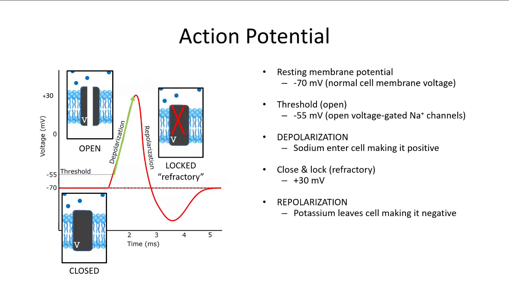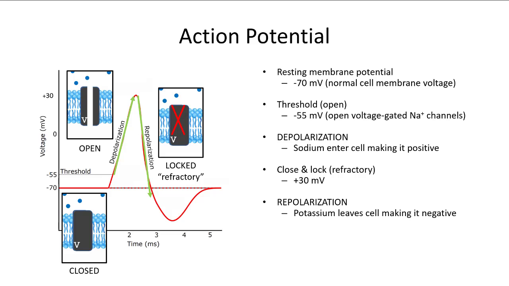Then, during repolarization, the sodium voltage-gated channel is locked. It's known as the refractory period. But also during this time, potassium is open, which causes the cell to become more negative. I don't have a picture of the potassium, only the images on the slide now are the state of the sodium channels.